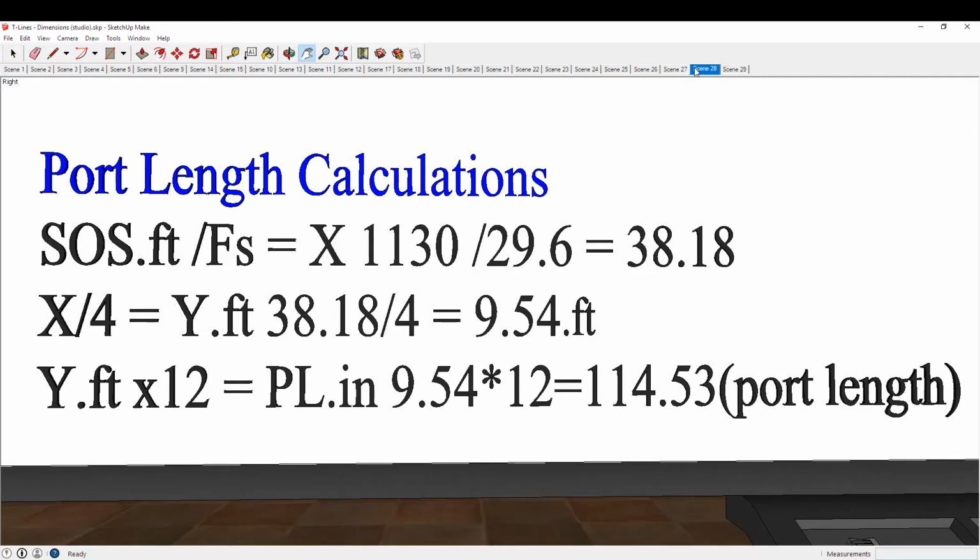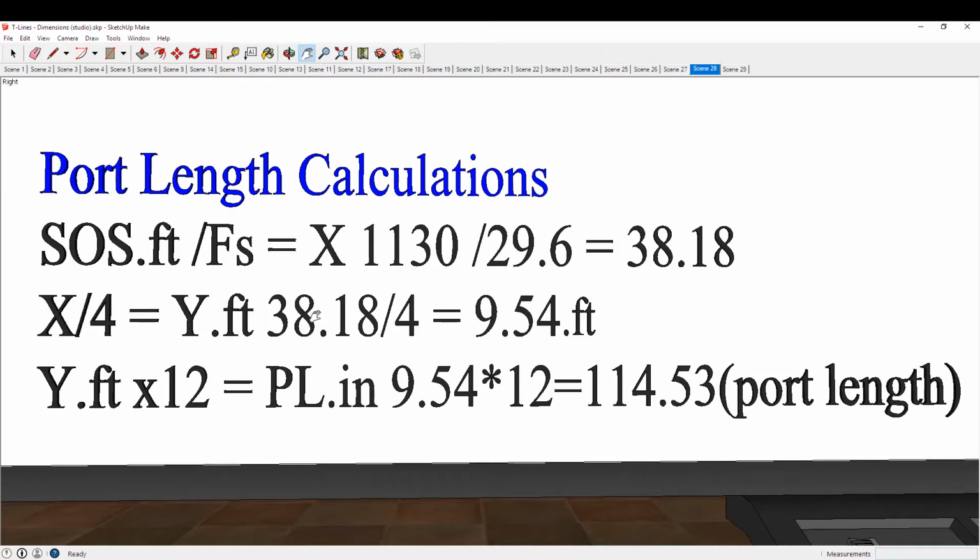You're going to have to know the speed of sound, which is represented in this formula by SOS. You're also going to have to take the FS, and divide the speed of sound by the FS rating of the speaker. What this is going to give you is X, and X in this case is going to be used later on in the formula. So once I ran that piece, I ended up with 38.18.